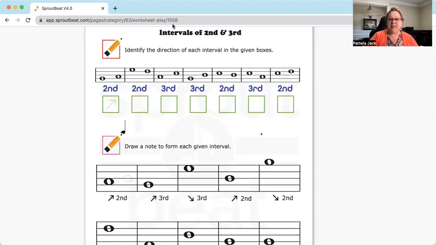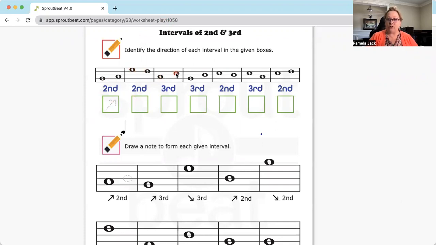Okay, so in this first part, it already tells you, here's a second. Look at it from line to space. That's a step. The very next line to space, and they've told you it's going up. Here they've told you this is a second. Look, space to line, it's a step, a second, and we know that's going down. Okay, so I'm not going to draw the arrow right now, but we know it's going down.